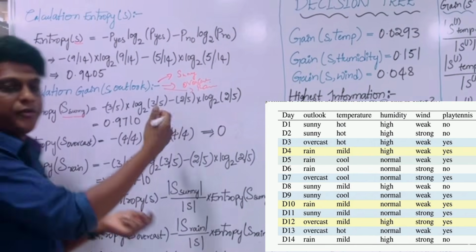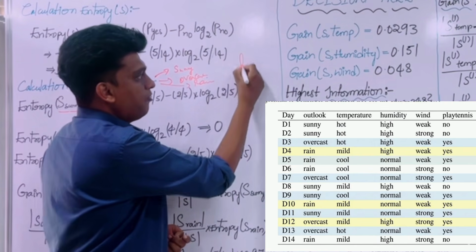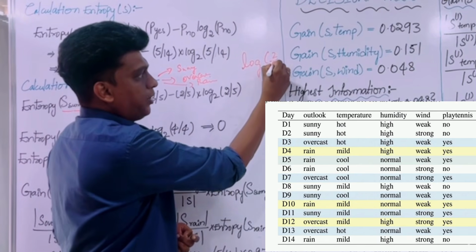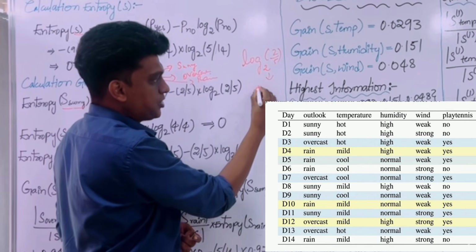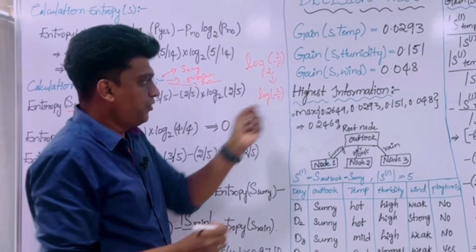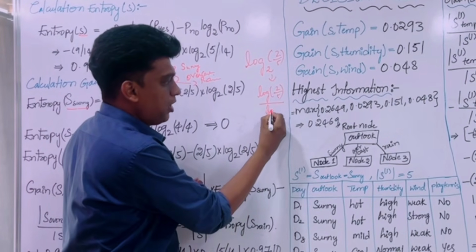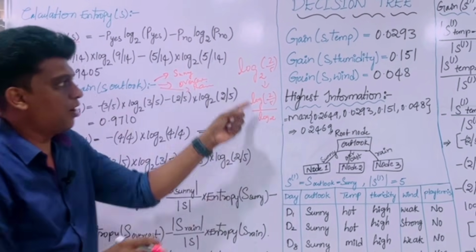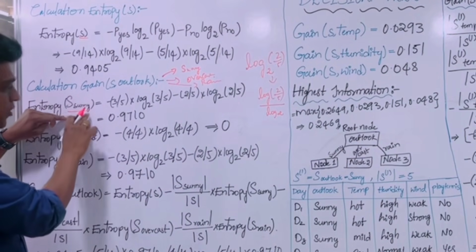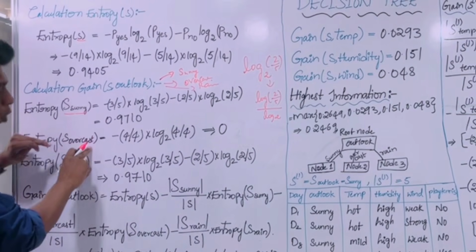How can you find the value of log base 2? We all know about log. First, as usual, you find log of 2 by 5, and after that you divide that value by log 2. This gives the value of log base 2 of 2 by 5. Now come to the next one. The entropy for sunny is found, then overcast.